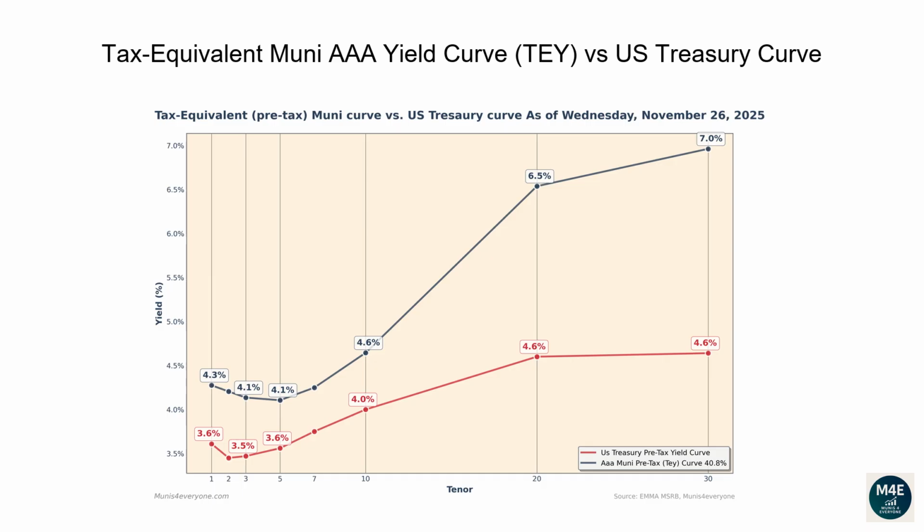For example, if you wanted to buy a 30-year bond, a AAA Muni bond would yield 7.0% compared to a lower yield of 4.6% from a Treasury bond.